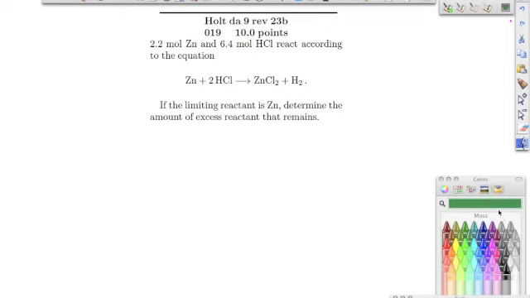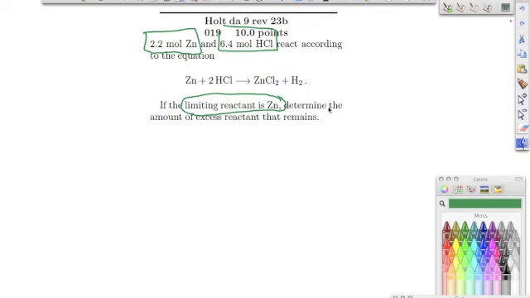Okay, moving on to number 19. Now number 19 is a little bit different than what we've been dealing with because it says we have 2.2 moles of zinc and we have 6.4 moles of HCl. And we see that these are both reactants. And it says react according to the equation. And it says if the limiting reactant is zinc, so it tells us that the limiting reactant is zinc, determine the amount of excess reactant that remains.